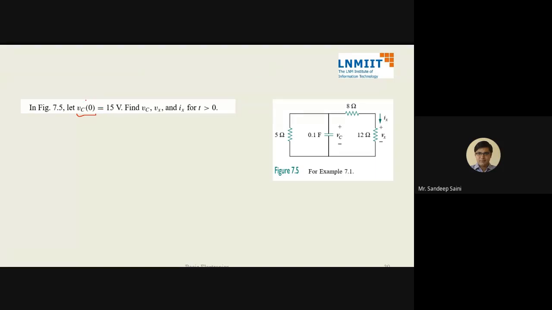Now we are saying the initial voltage across the capacitor is 15 volt. Find Vc, Vx and Ix for t greater than 0. Vx is the voltage across this 12 ohm, and there is 8 ohm, there is 5 ohm, this is Vc. If you look at the complete circuit, then 8 plus 12 is 20. 20 is parallel to 5. That means effectively this circuit is 0.1 farad parallel with 4 ohm. Is it fine?